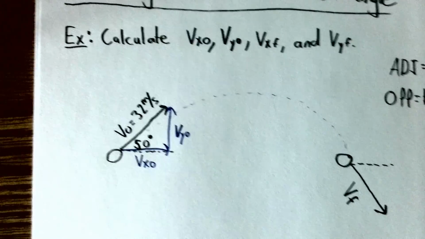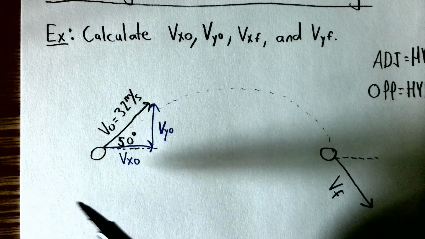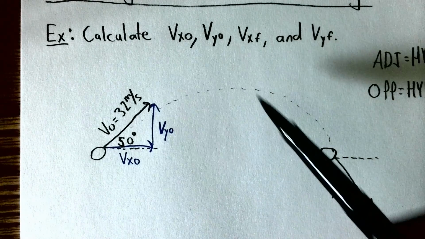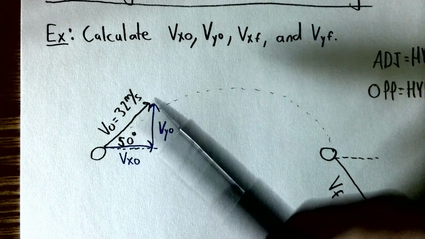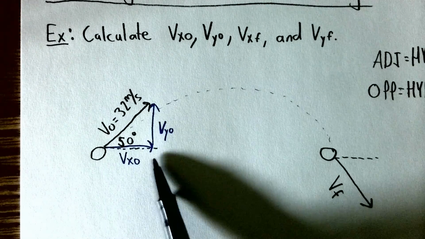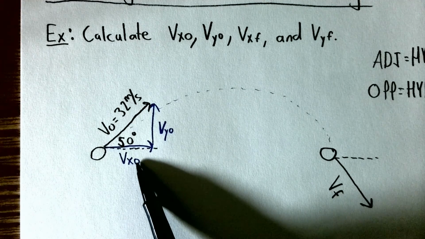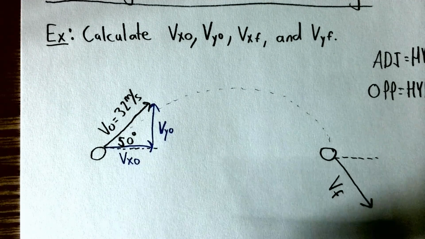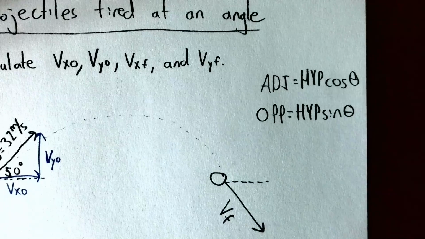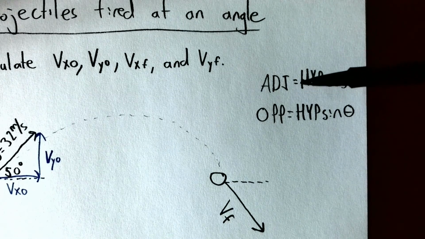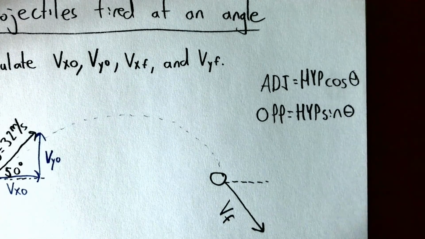Okay, so Vx initial. We have this ball, or whatever it is, leaving the ground and coming back down. It has an initial velocity of 32. Vx initial, is this the adjacent or the opposite side of the triangle? Adjacent. So we go over to our cheater equations here. Adjacent is hypotenuse cosine theta.